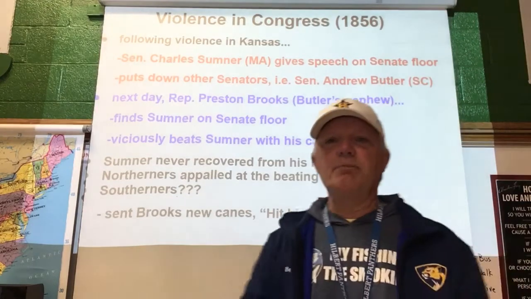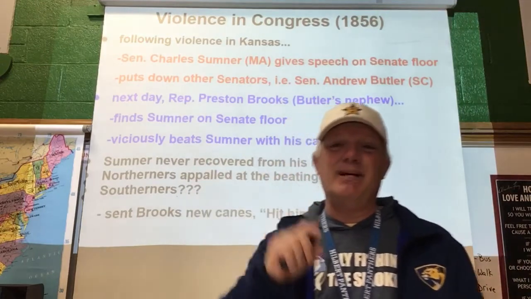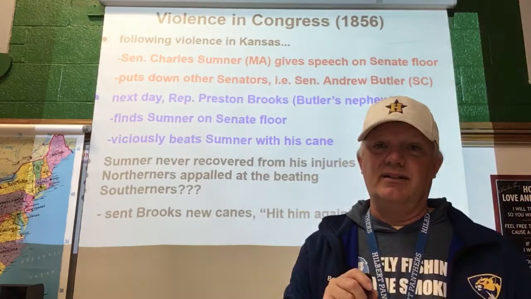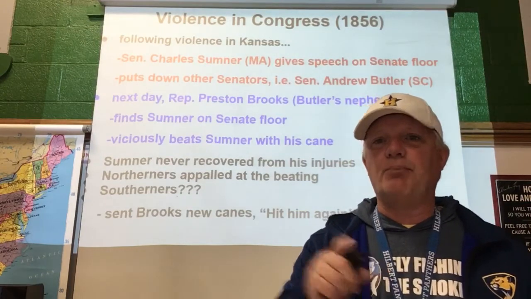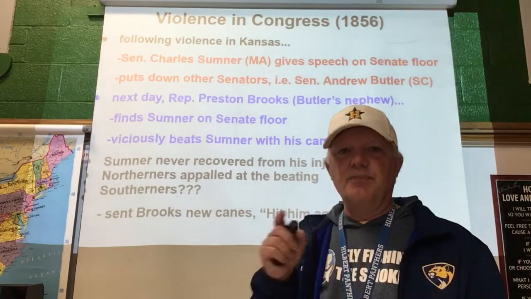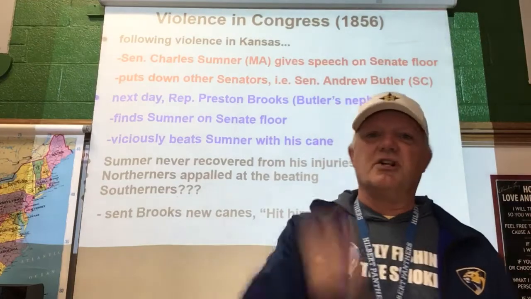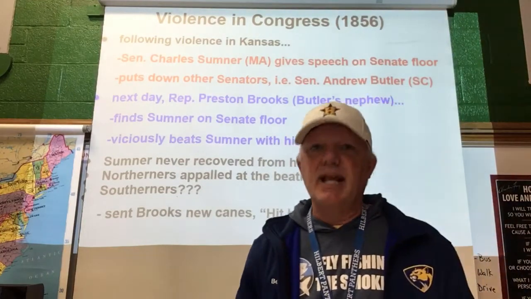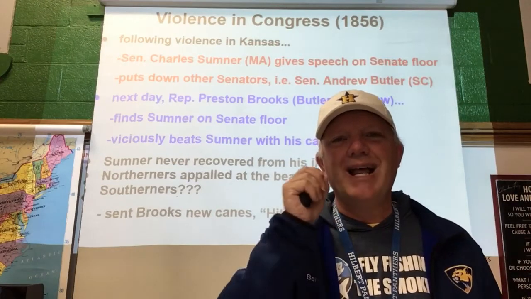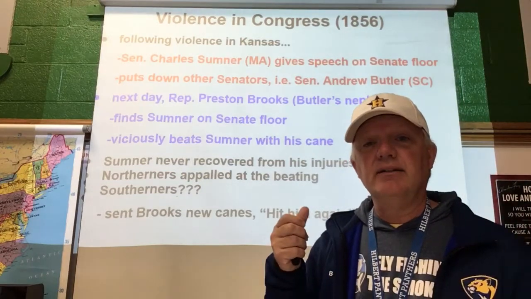Andrew Butler. Andrew Butler, sorry, I forgot his name, from South Carolina. Andrew Butler's not even there. He didn't even hear about it. But Preston Brooks is his nephew. He did hear about it. And even though Preston Brooks is a representative, works on the other side of the Capitol, the next day, he comes to the Senate. Sumner is sitting, doesn't see him coming. Preston Brooks just starts beating him with his cane. I mean, he beats him to the point where for the rest of his life, Senator Charles Sumner never recovered from his wounds from this beating.